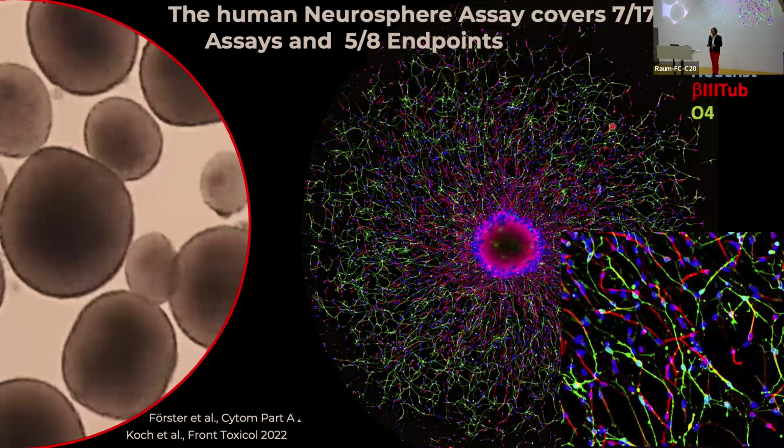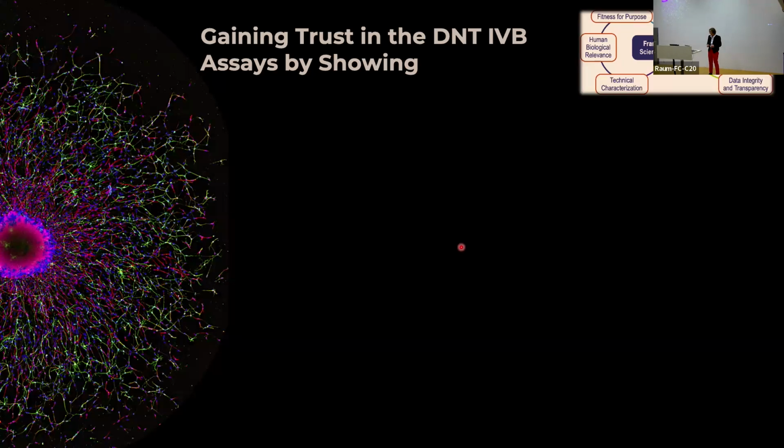The neurosphere has the advantage that it's a high content assay. With just the proliferating and the differentiating stage here, we cover 7 of the 17 in vitro battery assays and 5 out of 8 endpoints. So it's actually also time and cost efficient.